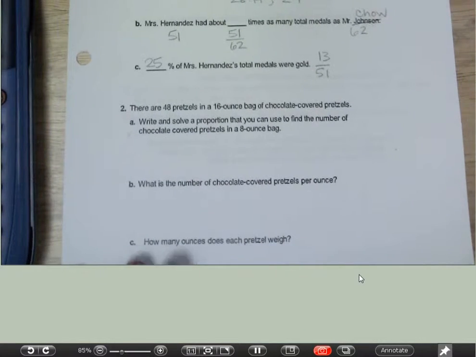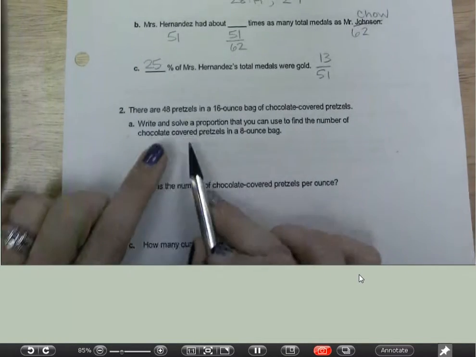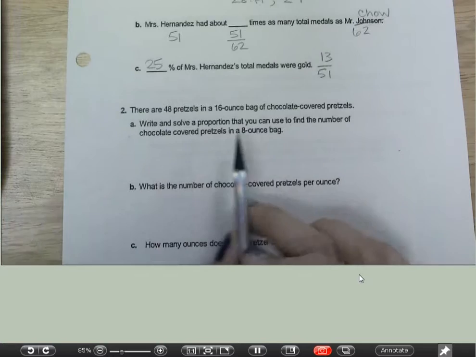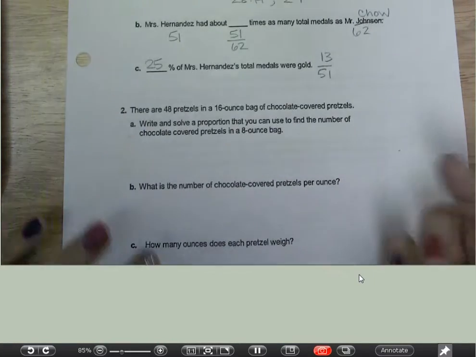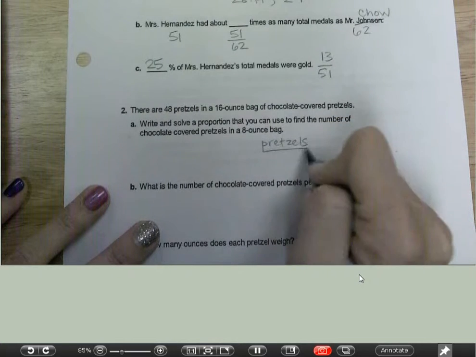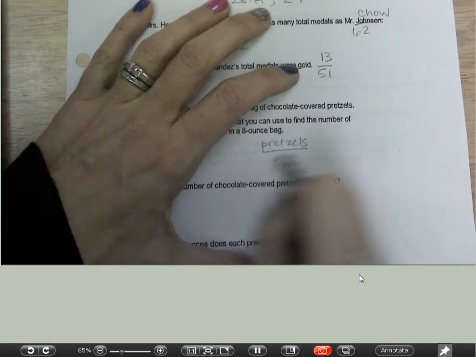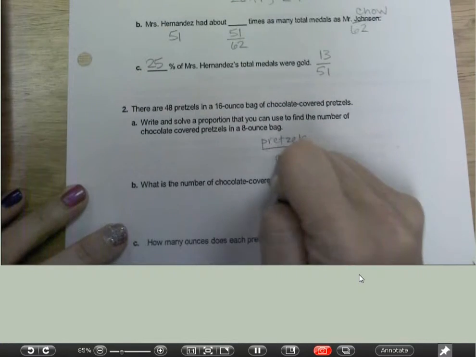There are 48 pretzels in a 16-ounce bag of chocolate-covered pretzels. Write and solve a proportion that you can use to find the number of pretzels in an 8-ounce bag. So our units are pretzels and bag. Not bags, because it's not the number of bags, it's ounces.